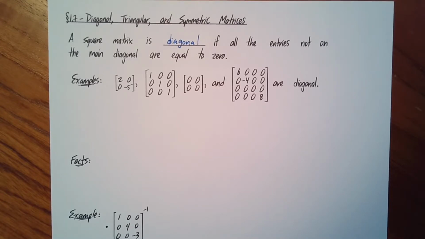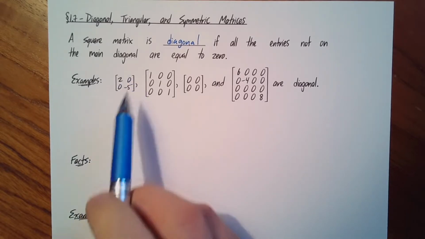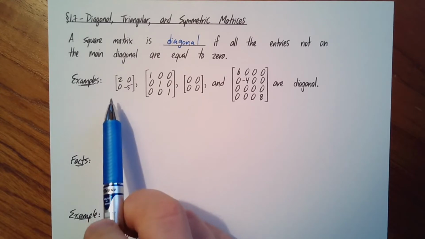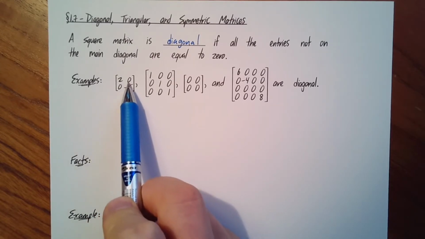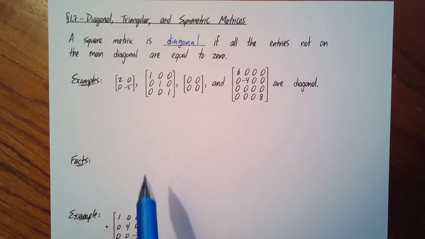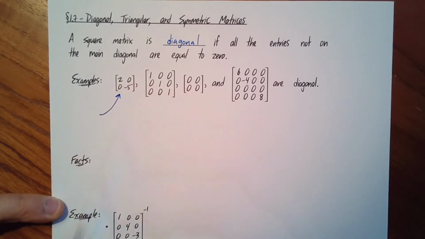So here are a few examples, or 4 examples in particular. So here we have a 2 by 2 matrix, and this is a diagonal matrix, because you can see there's only 2 non-zero entries, 2 and -5, and they're both on the main diagonal. These entries are referred to as the main diagonal. So we actually have a notation for this, which I'll write down now.